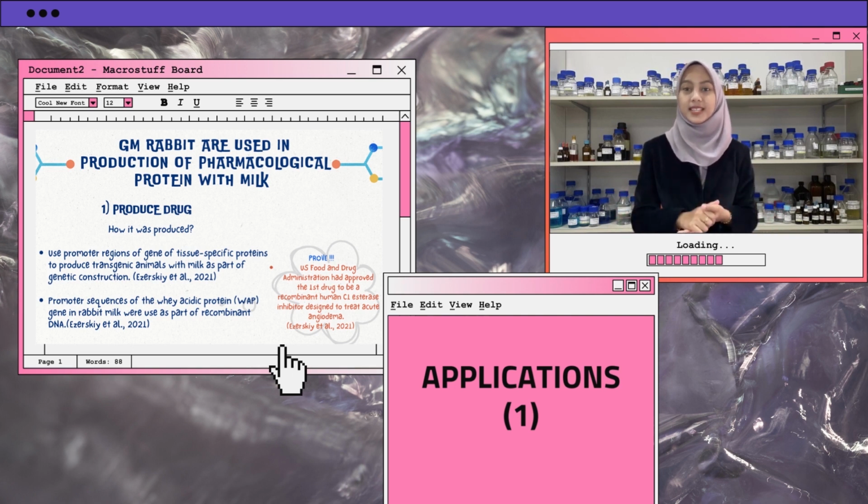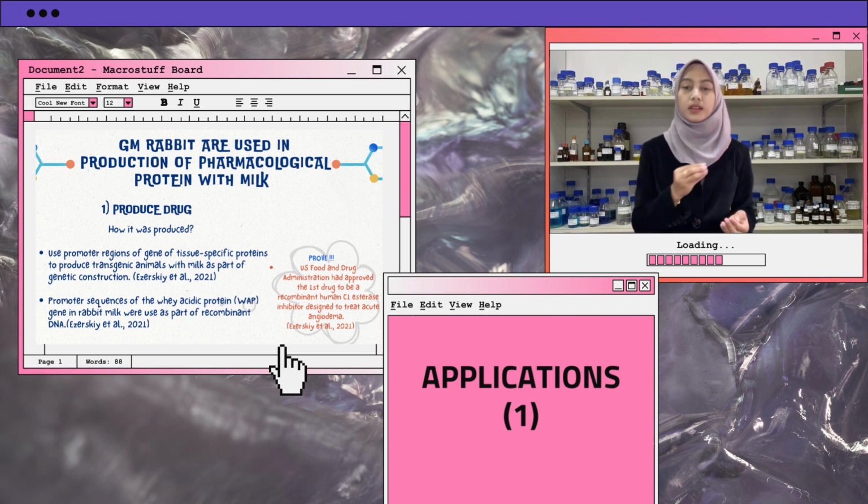The promoter regions of the genes of tissue-specific proteins of cow, goat, or sheep milk contain casein and whey protein. These promoter regions are used for producing transgenic animals. Transgenic animals are producers of biologically active proteins in milk as part of genetic constructs. Those transgenic animals are able to synthesize human protein exclusively in the mammary glands and secrete it into milk, from which it can be extracted.